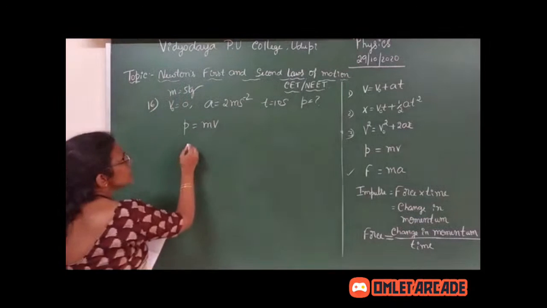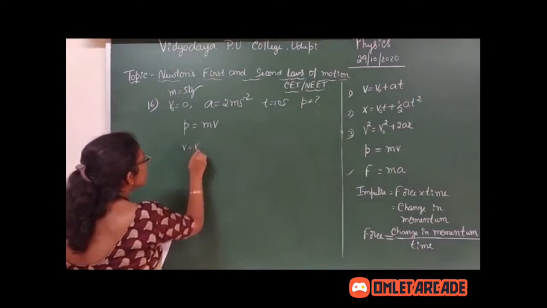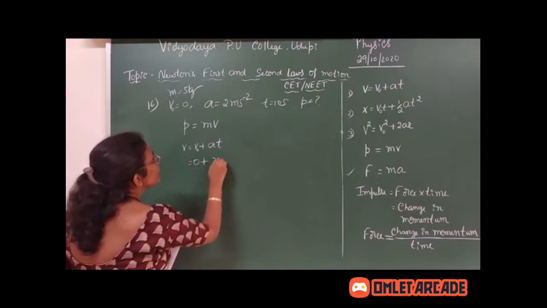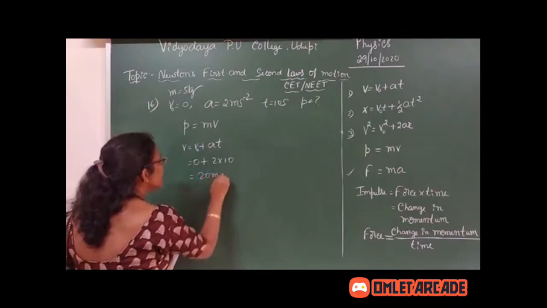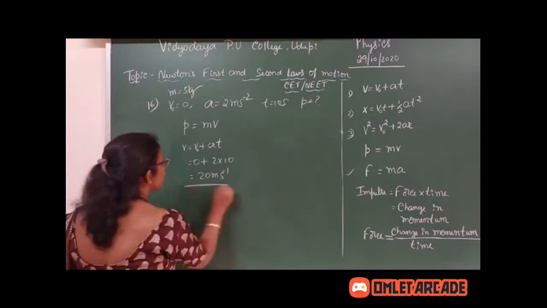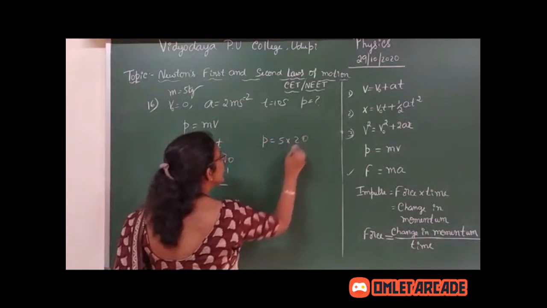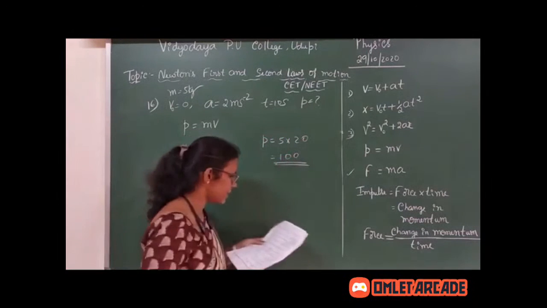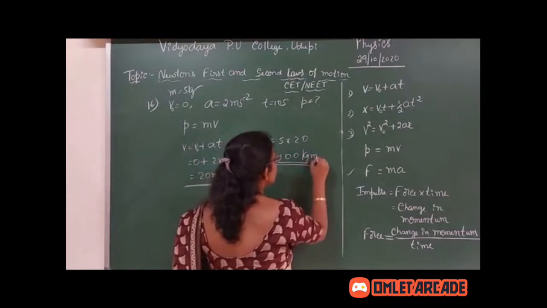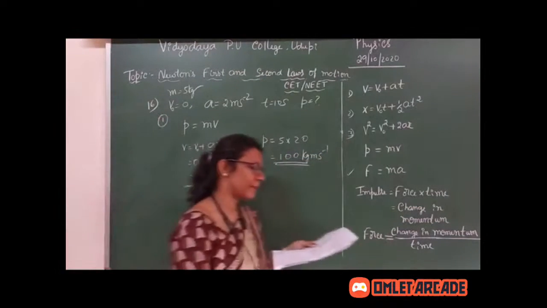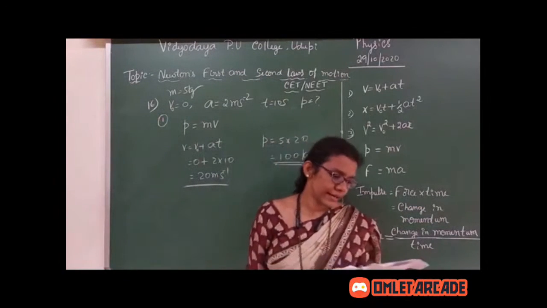So V equals V naught plus A T, that is 0 plus 2 into 10, which is 20 meter per second. This is the final velocity. So P equals M into V, 5 into 20, 100 kg meter per second. The momentum is 100. The right option is the first one, 100 kg meter per second.